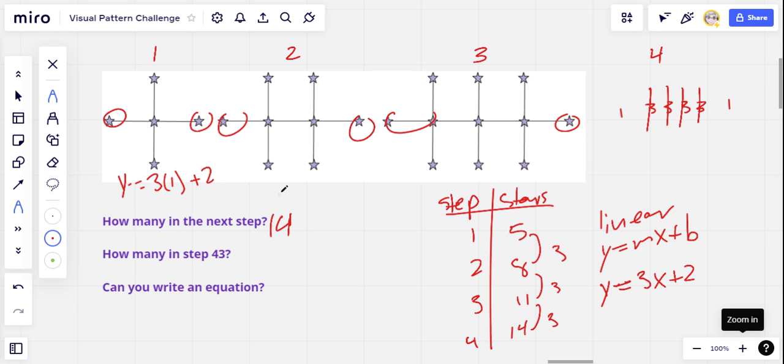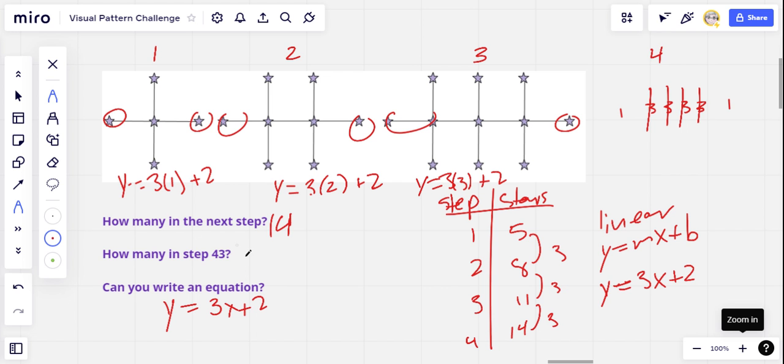Let's test this with the next step. So y equals 3 times step 2 plus 2. 3 times 2 would be 6, and plus 2, 8. Yeah, that's how many we get in step 2. How about step 3? y equals 3 times step 3 plus 2. That would be 9 plus 2, that's 11. Yeah, this is working out. So it looks like our equation is y equals 3x plus 2.